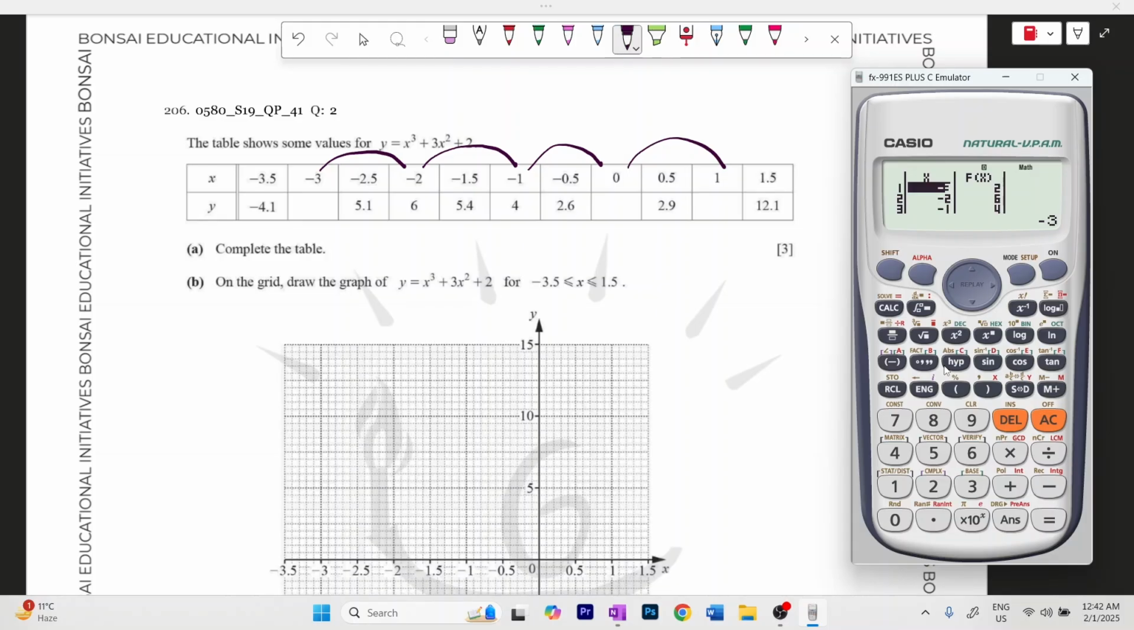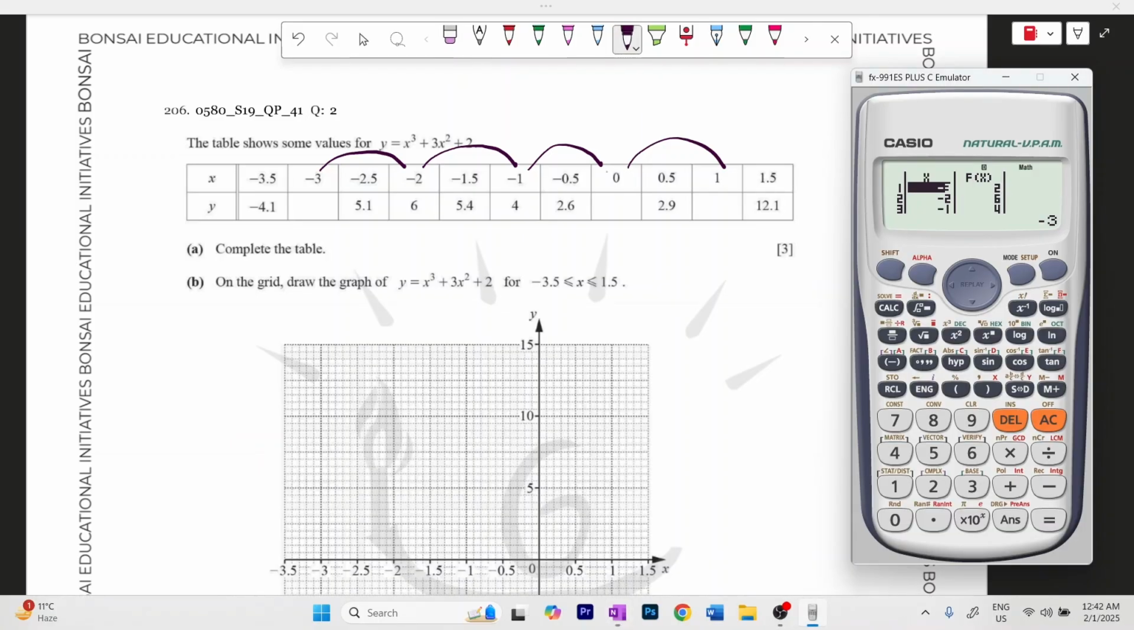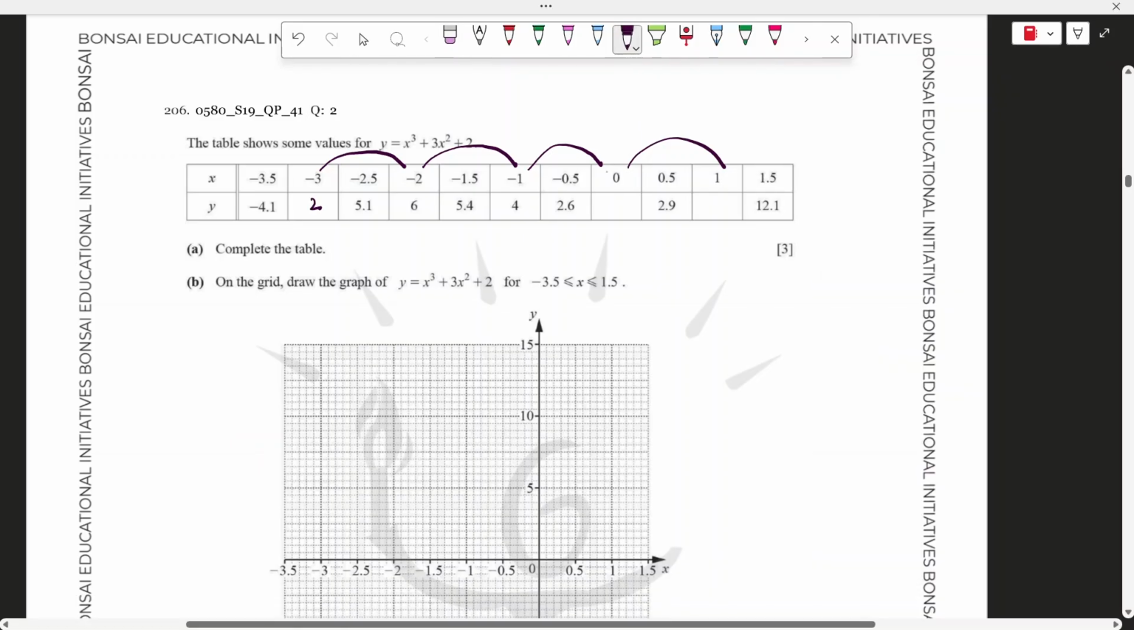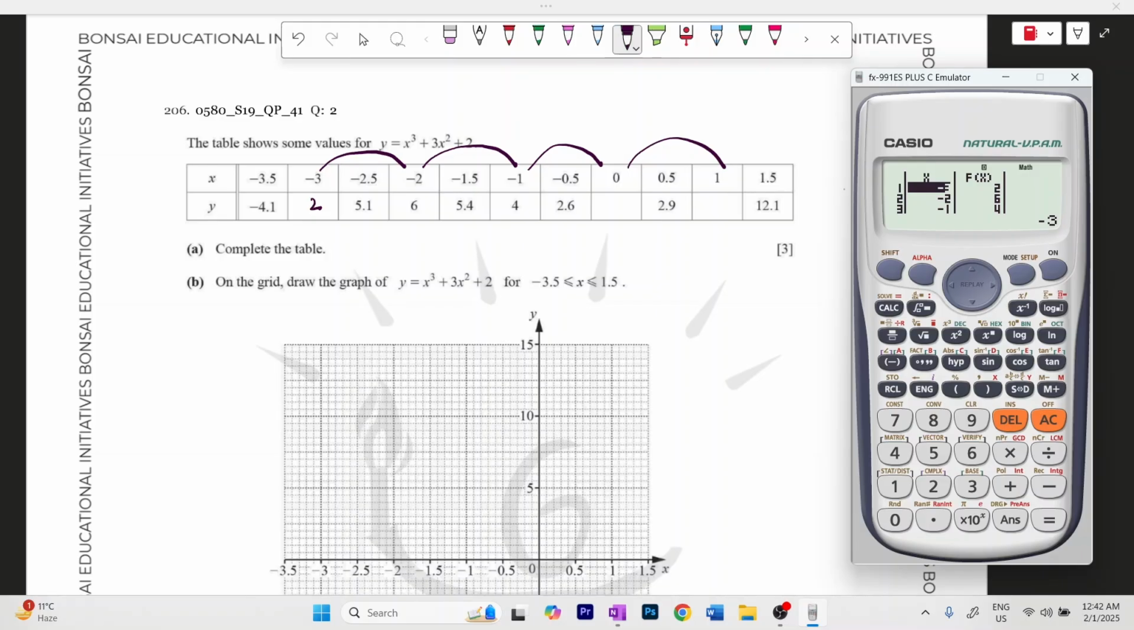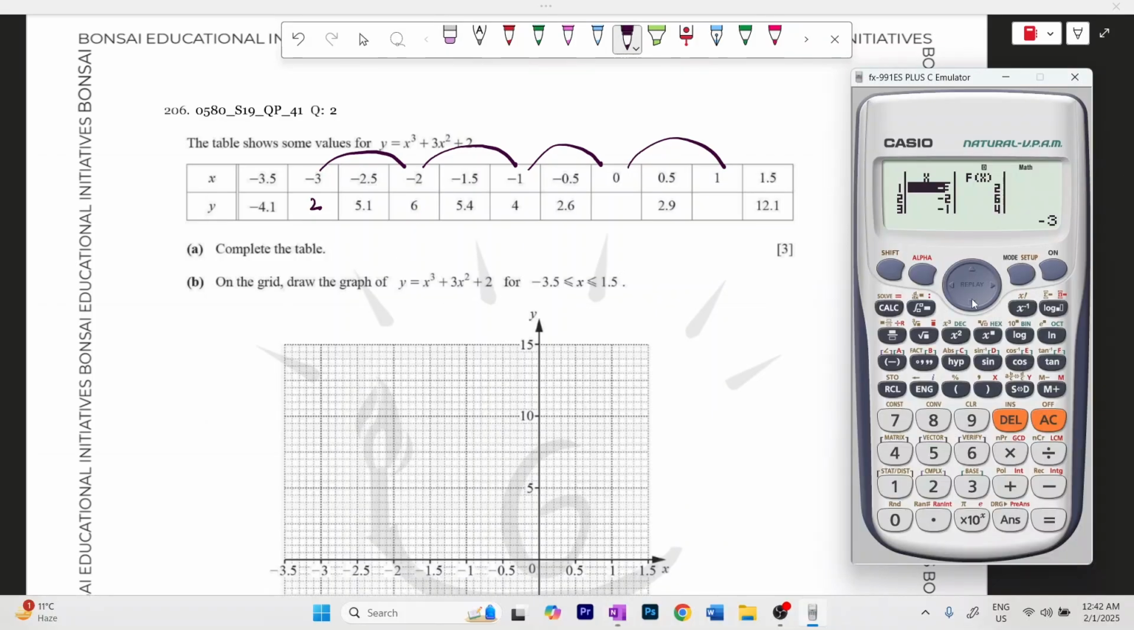So we got the table here. So these are the x values and these are the output y values or f of x values. So at -3 we are having 2 here. We are having 2 here. At -2 we are going to have 6. See, this is correct. And on 0 we have to put this down button here. On 0 we are having 2. And on 1 we are having 6.